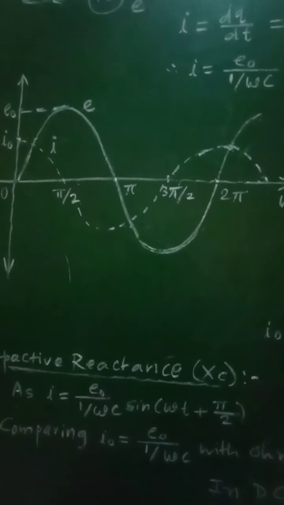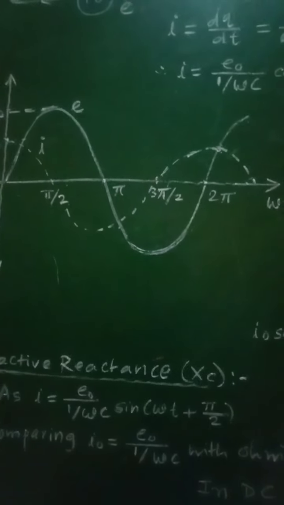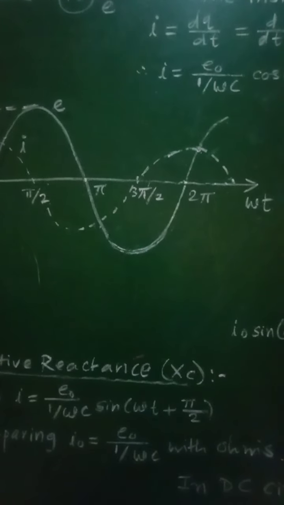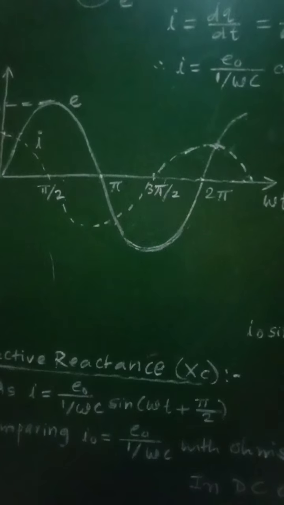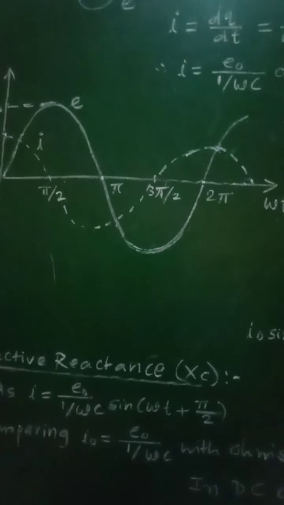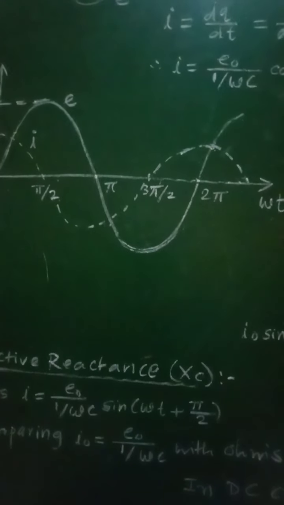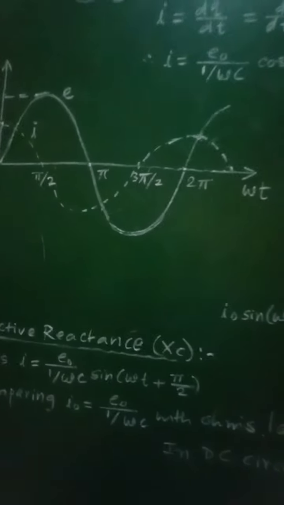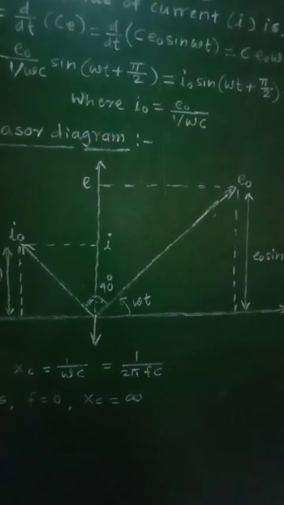In case of a purely capacitive circuit, the alternating current I leads the alternating EMF by a phase angle of pi by 2, or in case of a capacitive circuit, the alternating EMF E lags behind the alternating current I by a phase angle of pi by 2. And now let us consider the phasor diagram in case of a capacitive circuit.